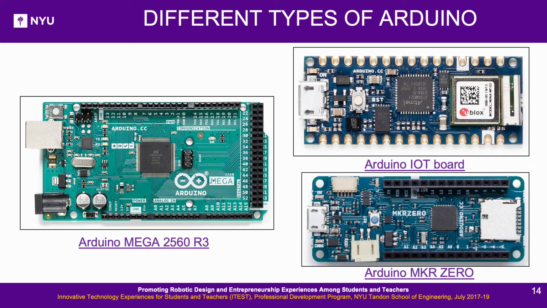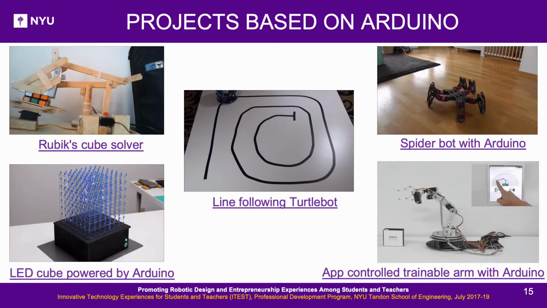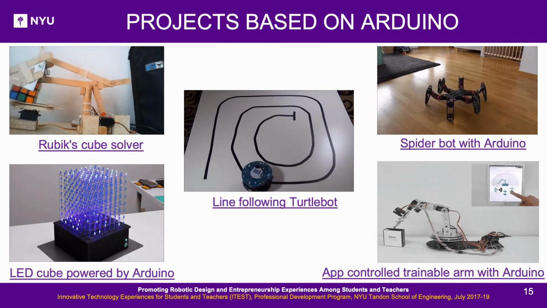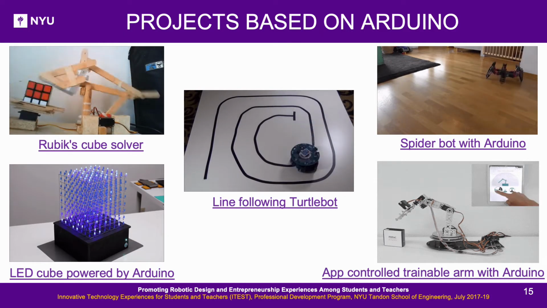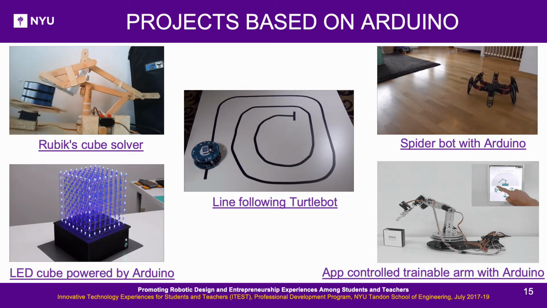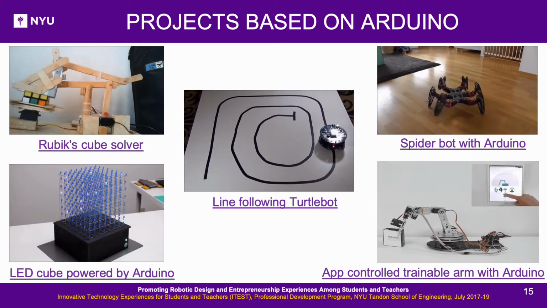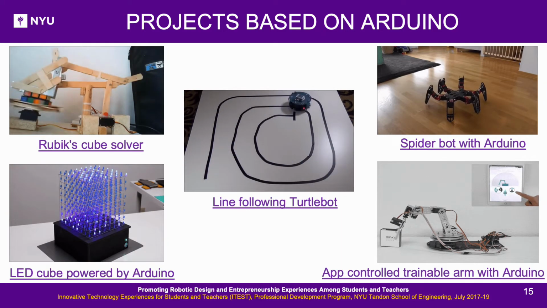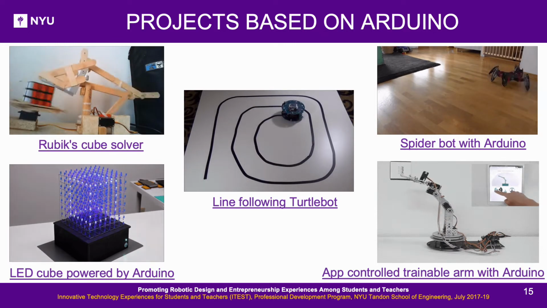Arduino Mega. It is almost similar to Arduino Uno, but this board comes with higher set of pins. A few examples of projects based on Arduino are shown. Rubik's Cube Solver. Line Following Turtlebot. Spiderbot with Arduino. LED Cube powered by Arduino. App-controlled trainable arm with Arduino.